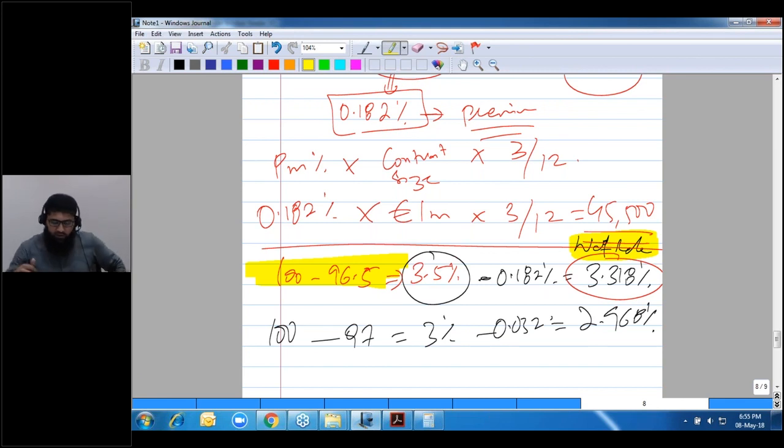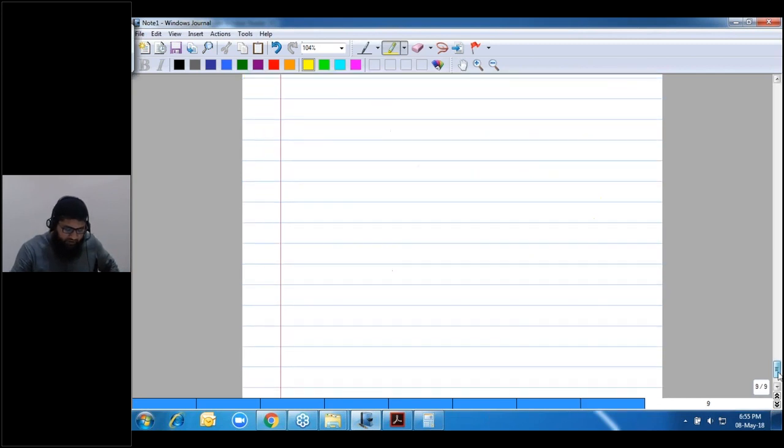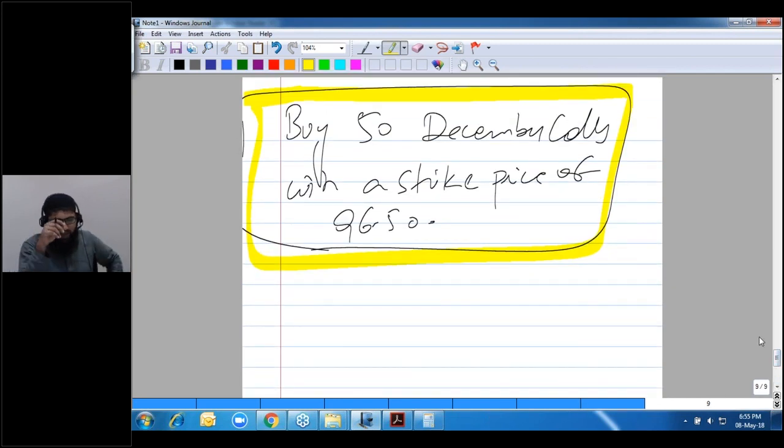Okay, now let's move forward. So basically we have constructed the hedge that you need to buy 50 December calls with a strike price of 96.5. Now, what happens? I am repeating it again.